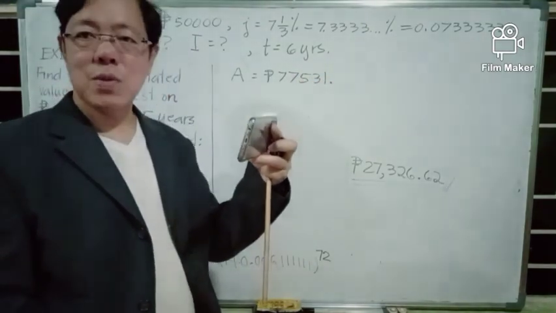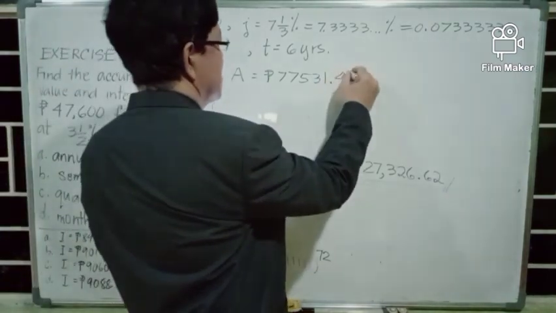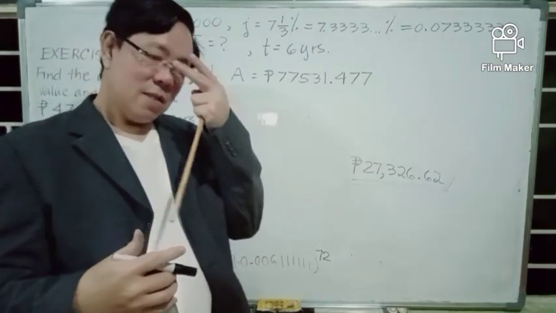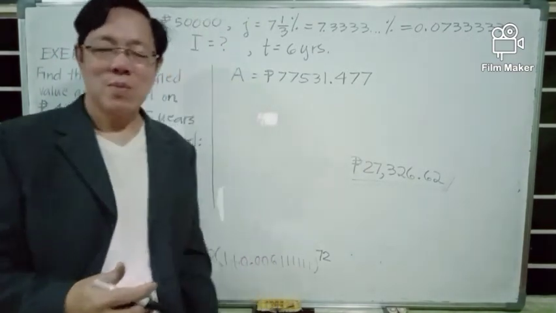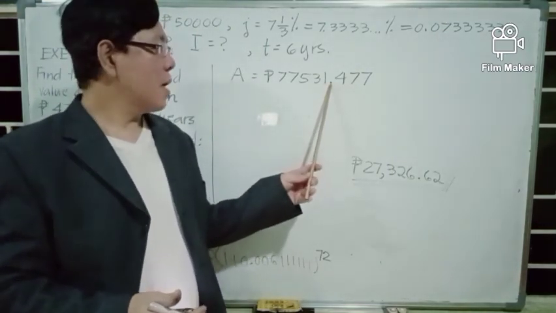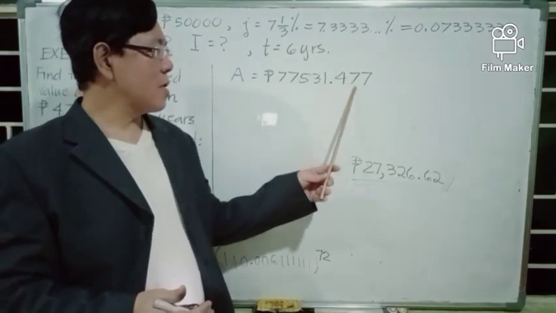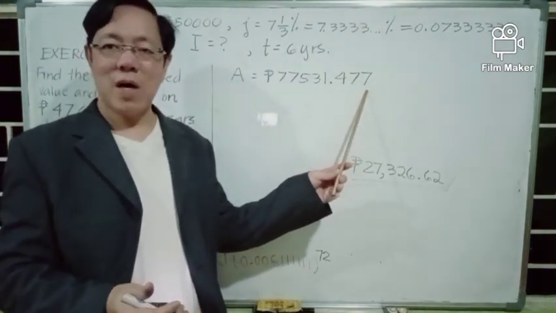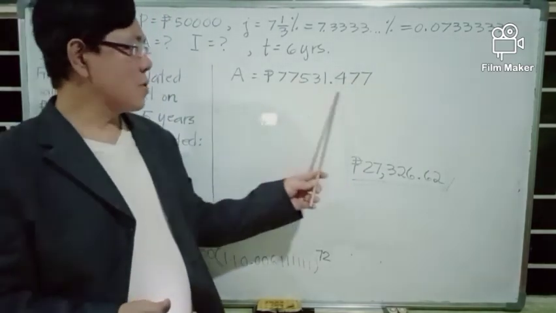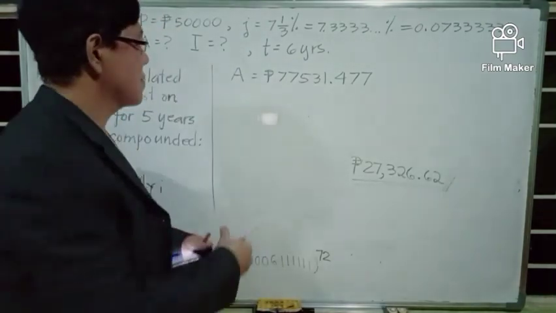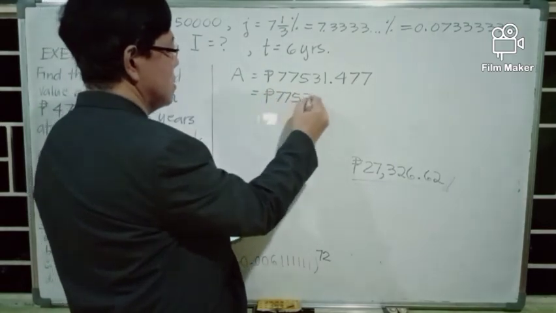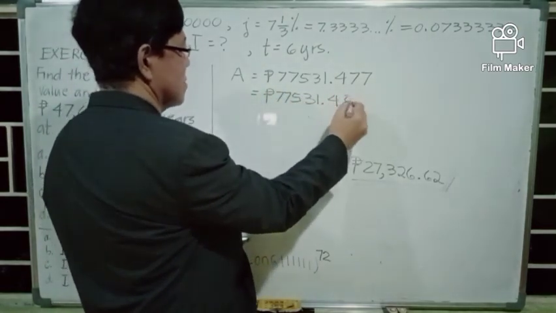I will give the answer to 3 decimal places, and we will round this off to 2 decimal places. If you want the answer rounded to 2 decimal places, the third digit from the decimal point is to be rounded off. The third digit from the decimal point is 7. Since 7 is more than 5, we add 1 to the preceding digit. And the final answer to 2 decimal places should be 77,531.48.